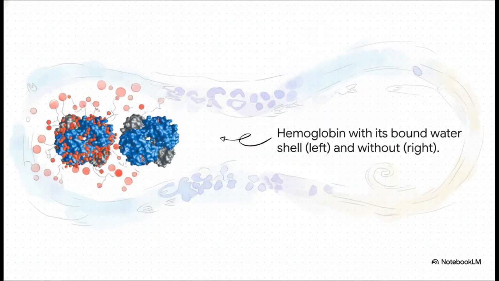And here is a perfect example. On the left, you're seeing the hemoglobin protein surrounded by this shell of water molecules. Every single one of those water molecules is held in place by a weak interaction. On the right, with the water stripped away, you can see the protein's surface. That shell of water is absolutely essential for hemoglobin to do its job, and it's held there purely by the combined strength of thousands and thousands of these tiny weak bonds.